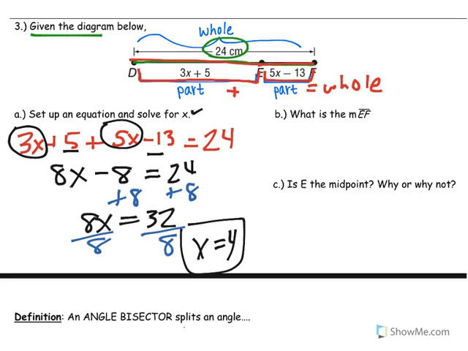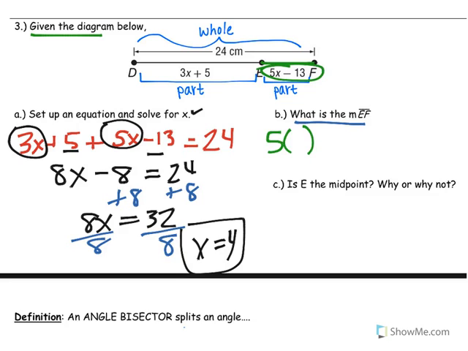So I've set up an equation and I've solved for x, and again, the point of solving for x is to help us find what the measurements really are. Looking at part B, it's asking us what is the measure of EF. I'm just going to clear off our diagram a little bit. I want to know what is the measure from E to F. So I'm going to use this expression here and evaluate by plugging in 4 for x. So 5 times 4 gets me 20. 20 minus 13 equals 7. So the measure of EF equals 7, and I have my answer there.